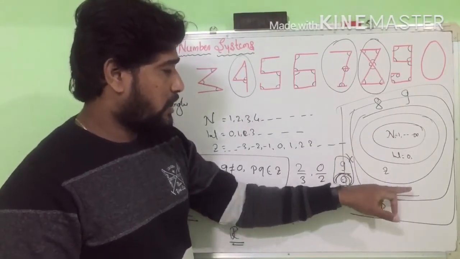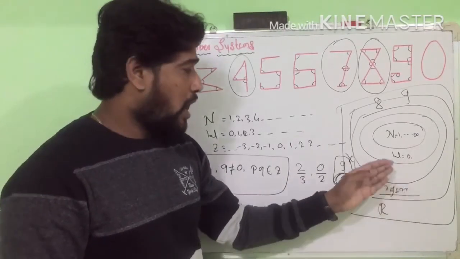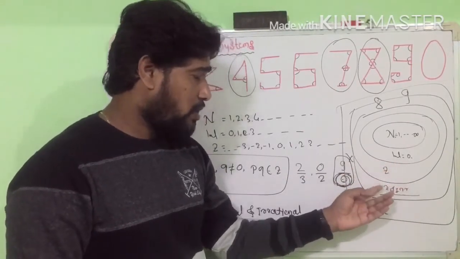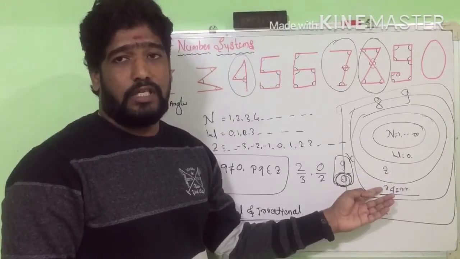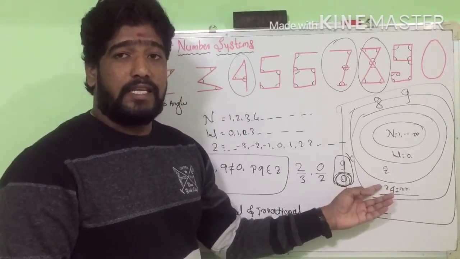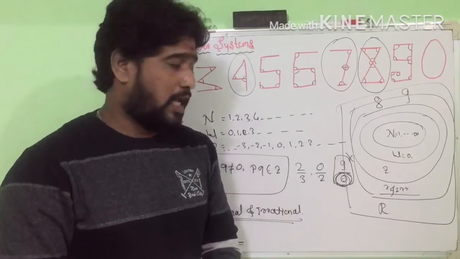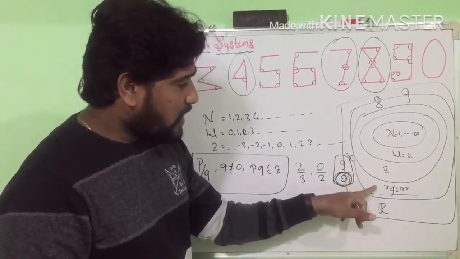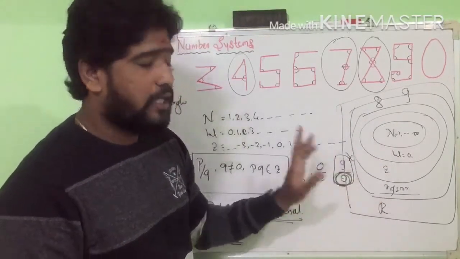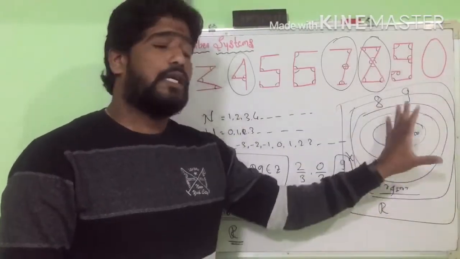And rational numbers are those in the form of p by q. All integers are also rational numbers, but all rational numbers are not integers. And real numbers: all these numbers are real numbers. So this is called the number system.